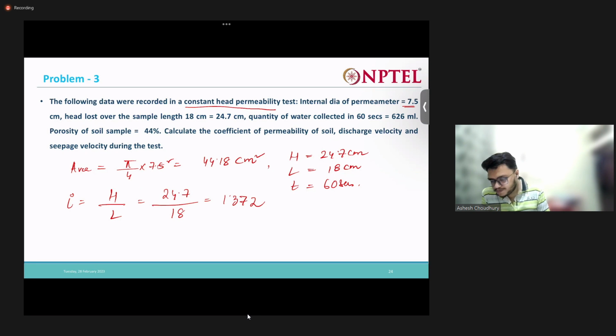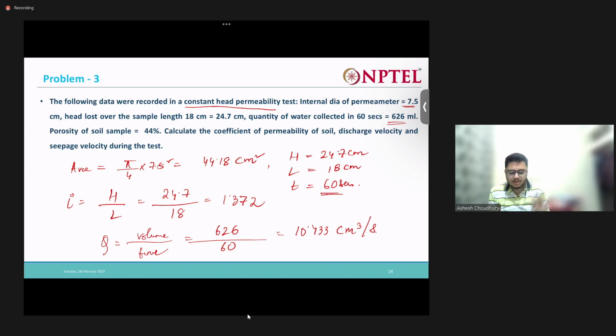Hydraulic gradient I got. Now, how to determine the discharge? Discharge is nothing but volume by time. My volume is 626 milliliters, and in 60 seconds I am collecting 626 milliliters. So it will be 10.433 centimeter cube per second. So I found my q, the discharge that is happening.